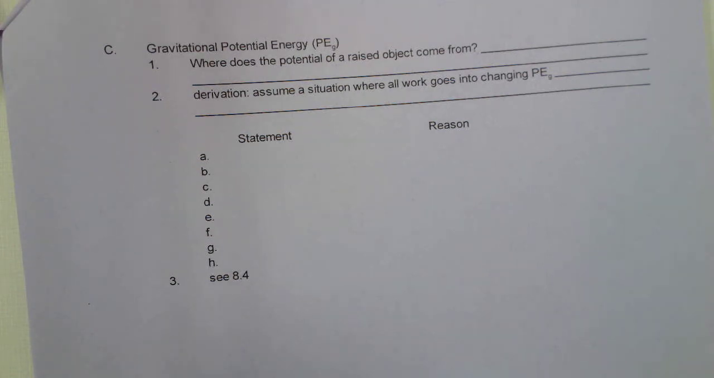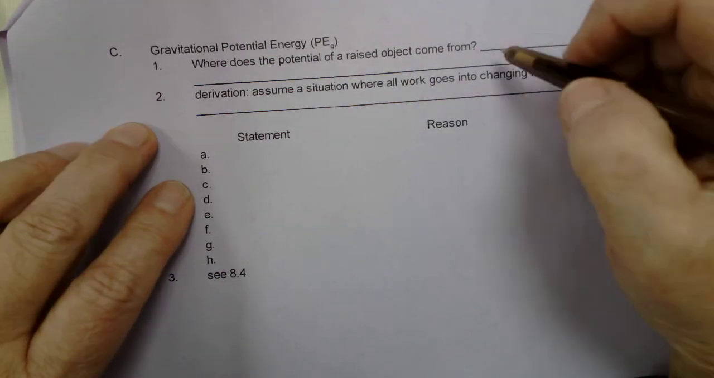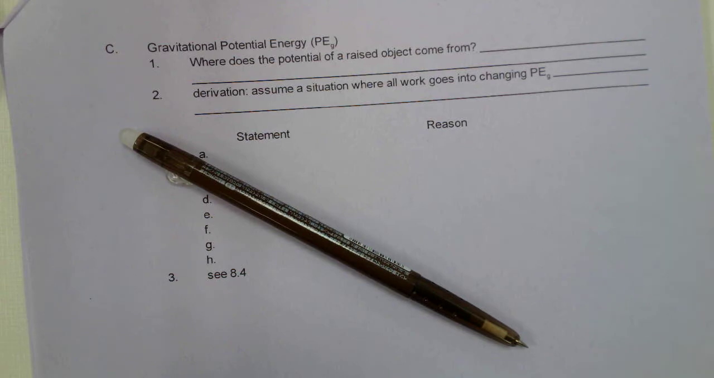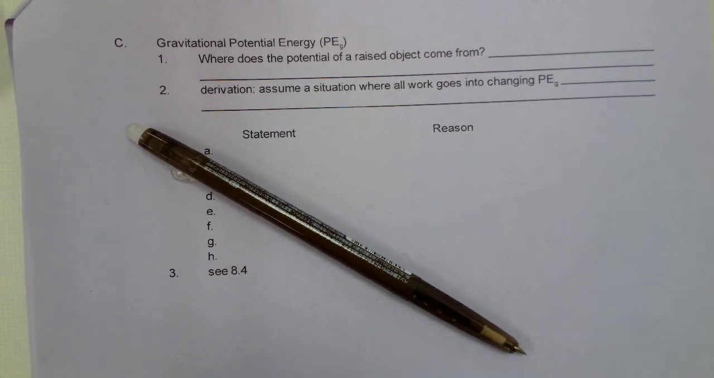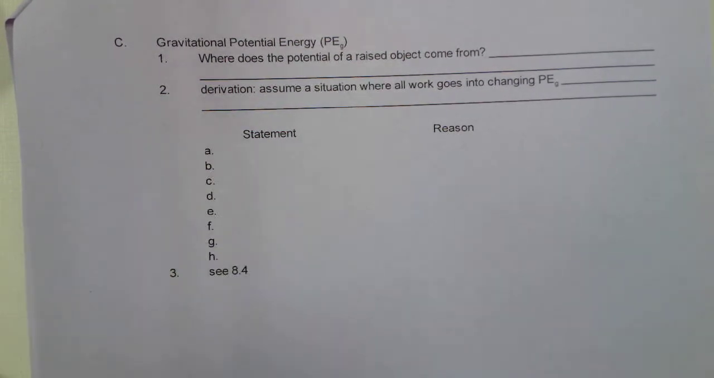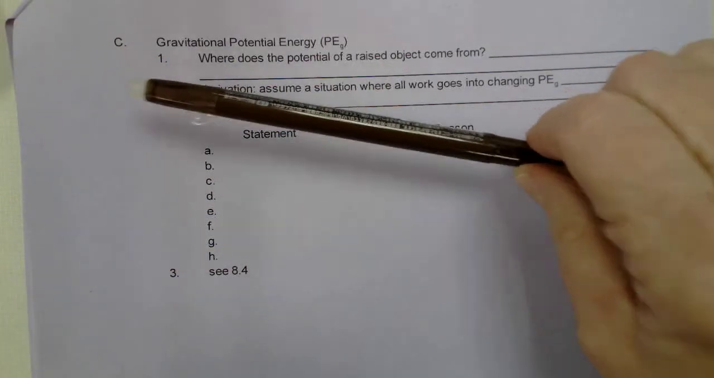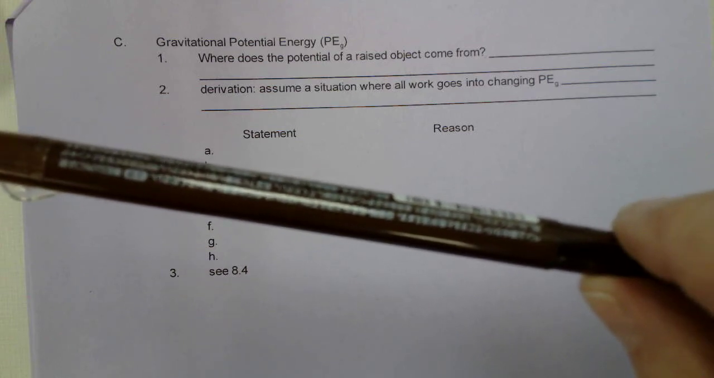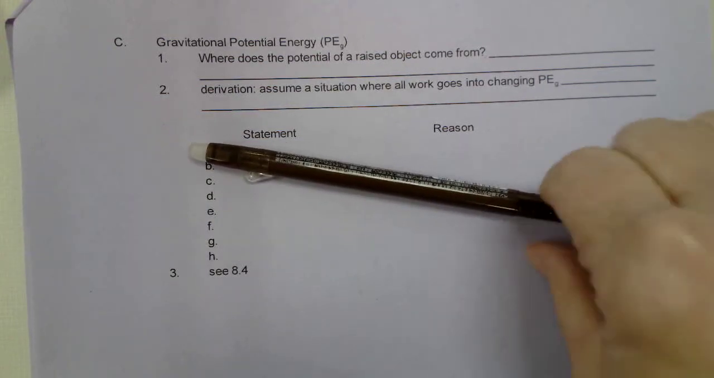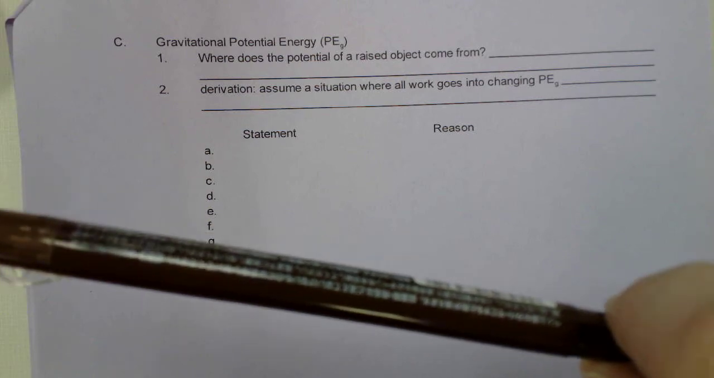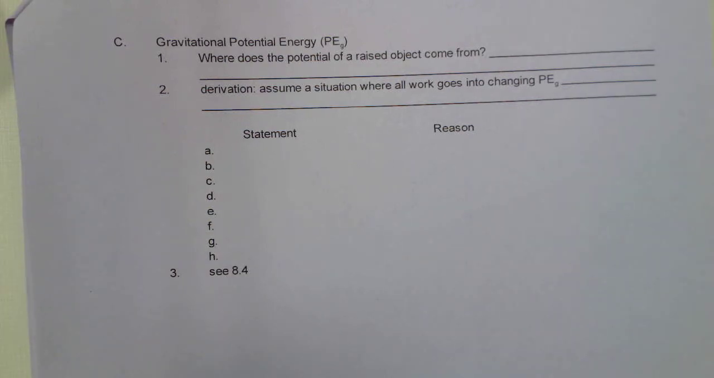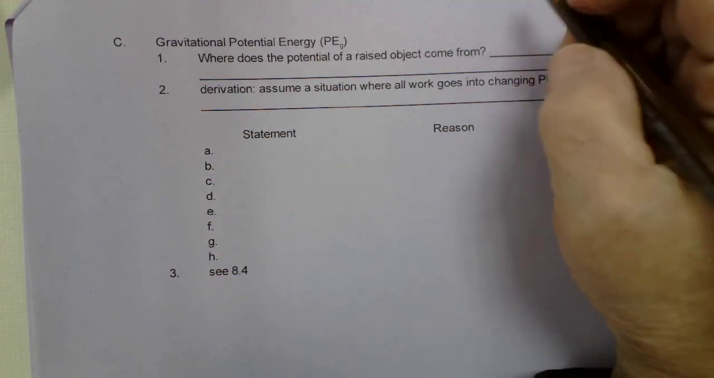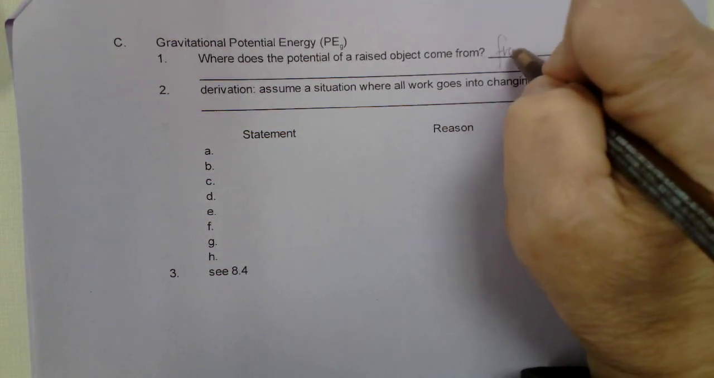All right, gravitational potential energy. Where does potential energy of a raised object come from? If I have my pen here, right now it has no potential energy compared to the desk. If I raise it up to here, how did the pen get gravitational potential? It got it by the fact that I applied a force over a distance. In other words, I did work on it. So where does potential energy come from? From the work done in raising the object.